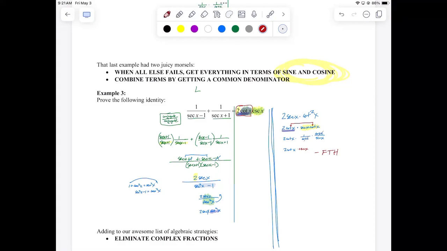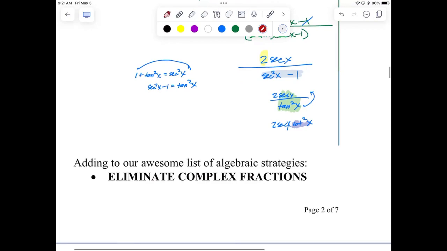There you go. That was a great problem. Did it take more than one column of work? Yeah. Are some of them going to be a little longer than others? Yes. If you need to do an extra column, you just put it on the other side. Now, notice it says, adding to our awesome list of algebraic strategies, eliminate any complex fractions.